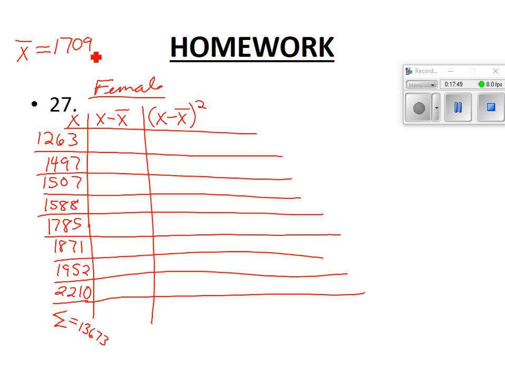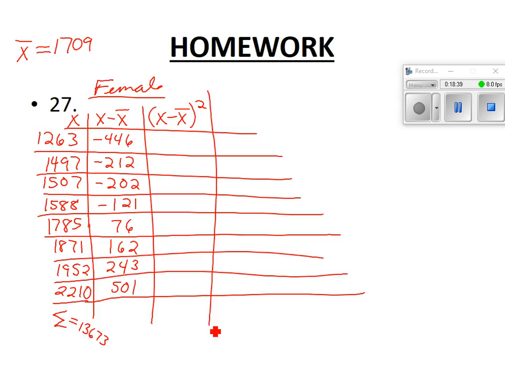If we go down through and we do this, let's subtract these. 1263 minus 1709. -202. -121. Now, one second before we go on. As we're going through and doing this and they're giving me these scores, what could you guys be doing with them? Put that number in, square it, plus, and that way we can have it all done. What's the next one? 76, 163, 543.